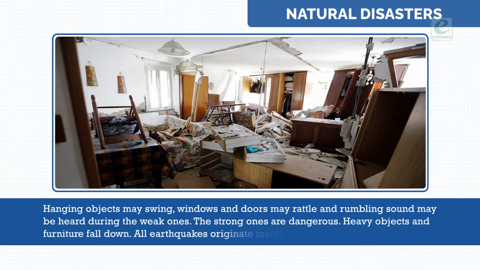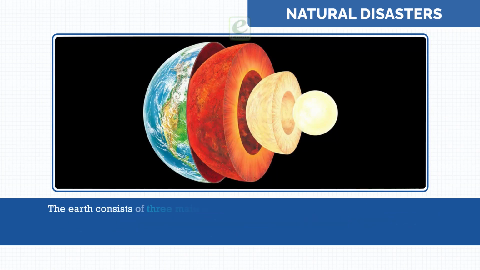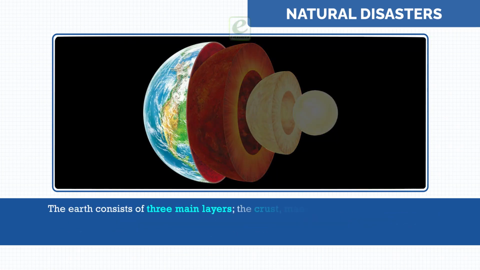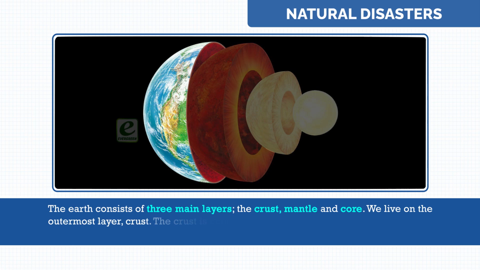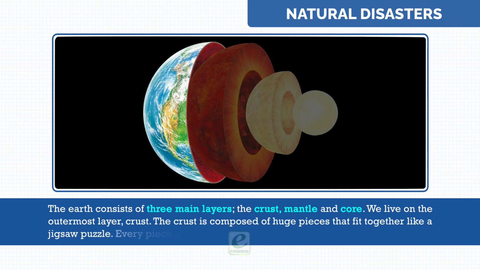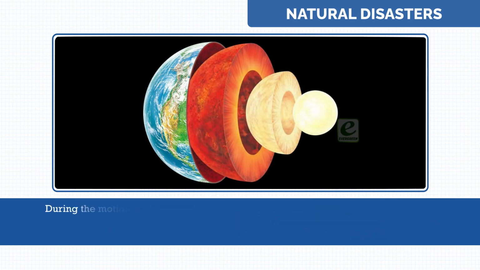All earthquakes originate inside the earth. The earth consists of three main layers: the crust, mantle, and core. We live on the outermost layer, crust. The crust is composed of huge pieces that fit together like a jigsaw puzzle. Every piece is called a plate. These plates move very slowly. During the motion, they collide with each other.